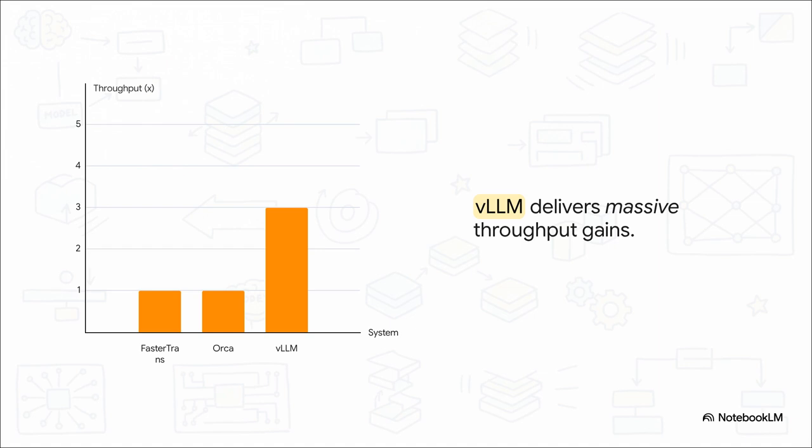vLLM delivered 2 to 4 times higher throughput at the exact same level of latency. Because they recovered all that fragmented, wasted memory, they could safely batch significantly more requests concurrently. That batch size multiplier is what directly translates into the 2 to 4x throughput gain.